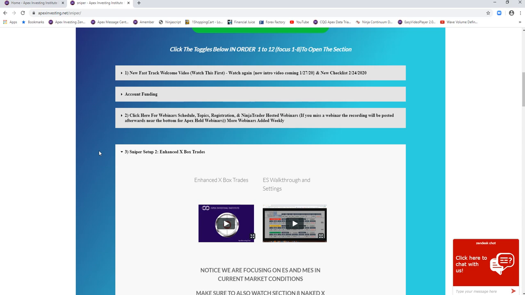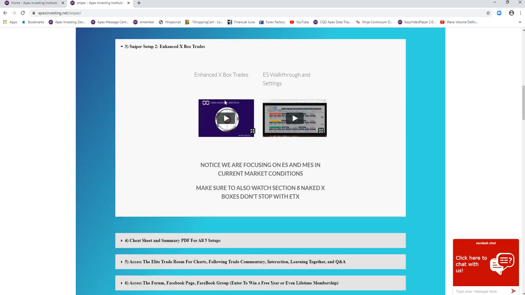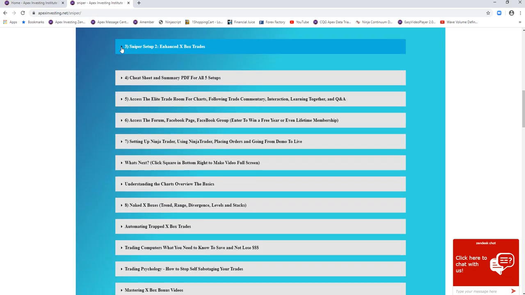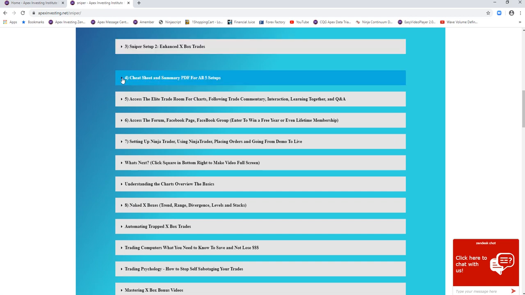There's multiple different trade setups in the sniper system. Our main trade setup is what we call setup number 2. Now, there's a few different variations of that trade setup. The very first one we want to start you off with is called the enhanced Xbox trade. And all you have to do is watch these 2 videos and learn that setup. It's not long, they're not hard. Watch that video, understand that trade setup. If you want to download a cheat sheet that you can print out to remember some of the rules, just go right here and download it.